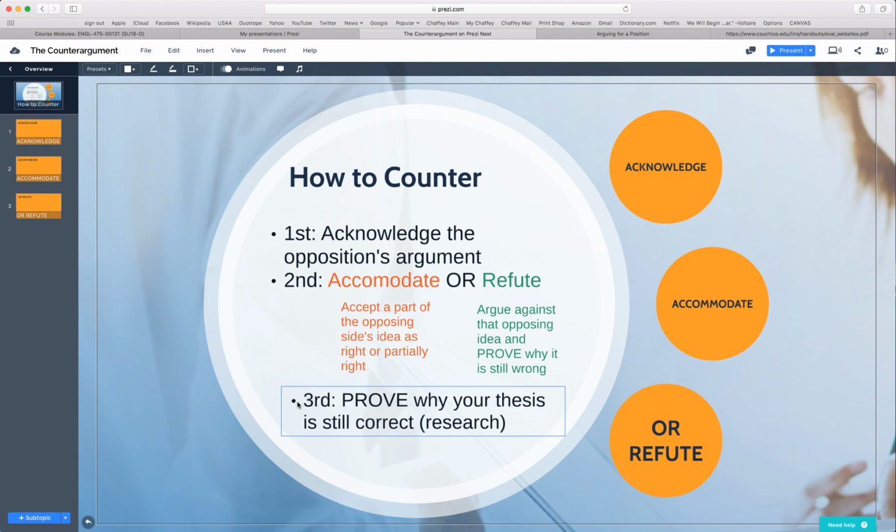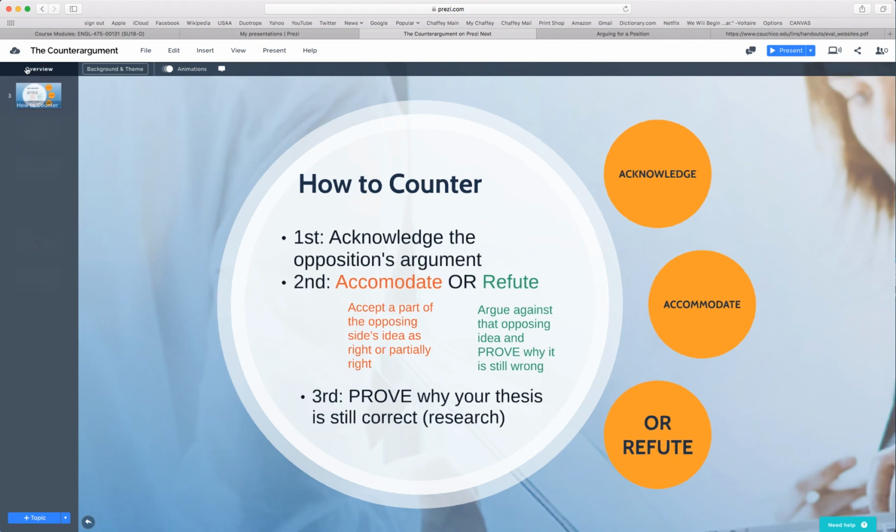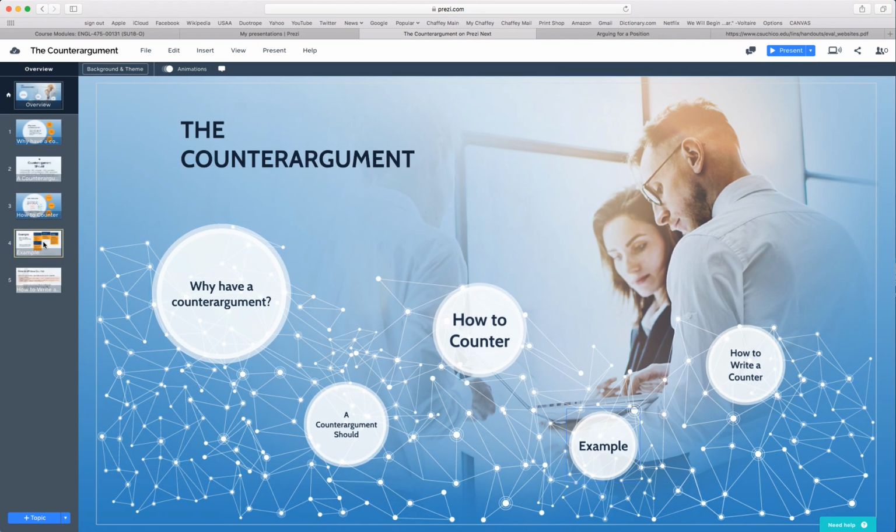And then the third part of this counter argument, and the most important part, is you're going to prove why your thesis is still correct, hopefully by providing some kind of research to support that.